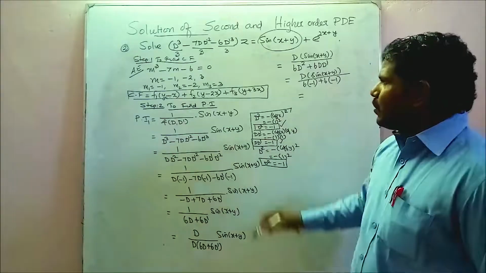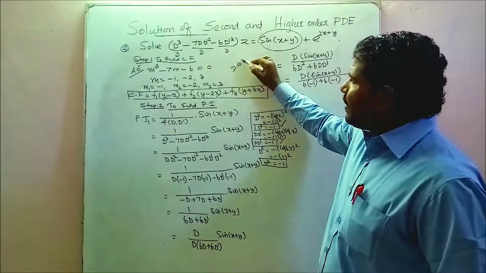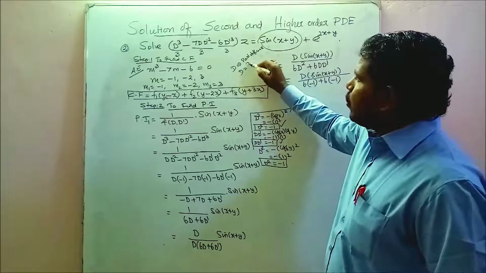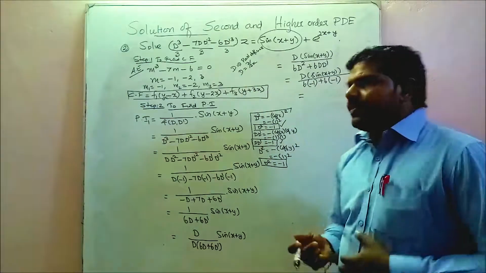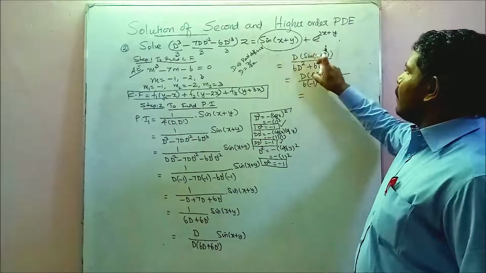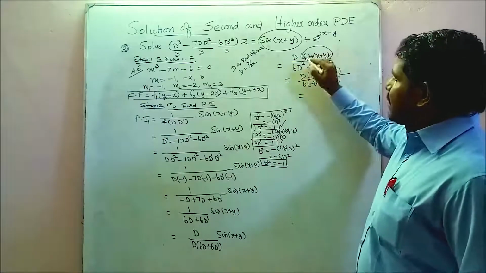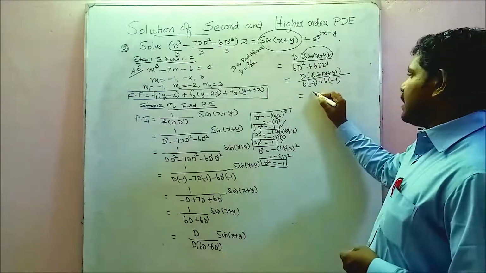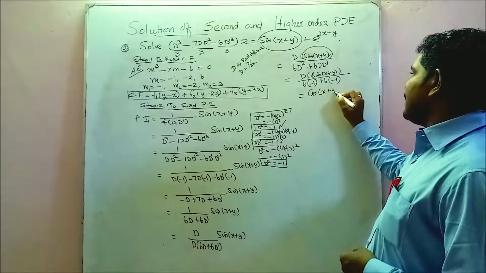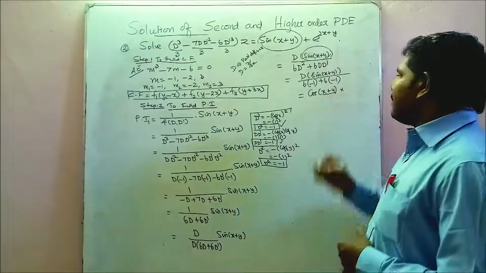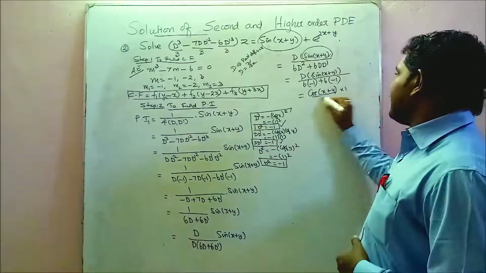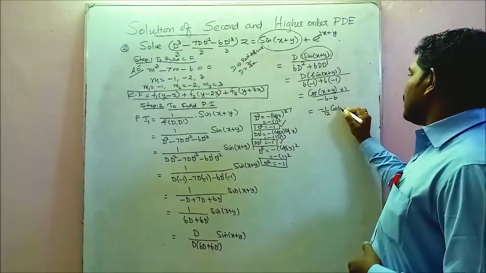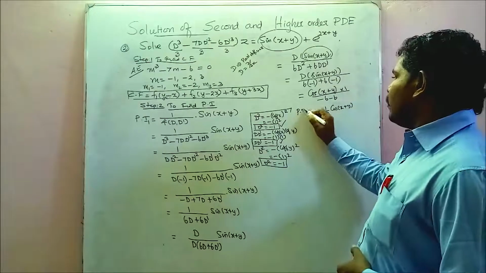In the numerator, d means partially differentiate with respect to x, that is dou by dou x, of this term. The derivative of sin is cos, so it becomes cos of x plus y into the derivative of the inside of the bracket with respect to x, which is 1, divided by minus 6. That is equal to minus 1/12 into cos of x plus y. This is called PI1.